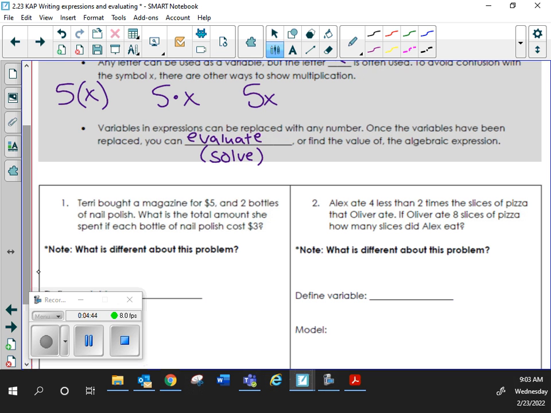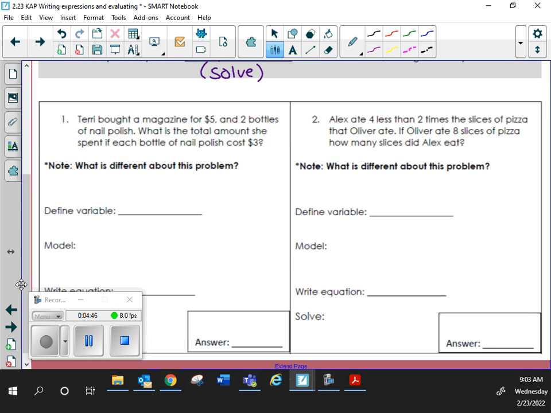All right, let's just practice some more. This is more about yesterday when we took the word problems, breaking it down, turning it into our expression. Number 1, Terry bought a magazine for $5 and 2 bottles of nail polish. What is the total amount she spent if each bottle of nail polish cost $3? So we're gonna have an illness come over us real quick. I know it's gonna be really crazy. It's this illness where we can only read one sentence at a time.